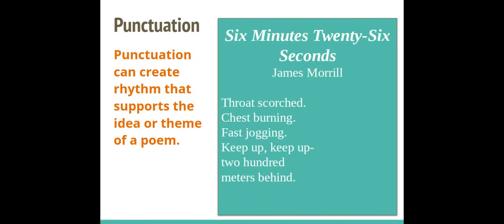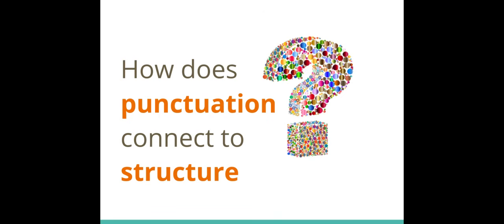Punctuation can also create rhythm, and that can support maybe the idea or theme of a poem. Take a look at this example by James Morrill, 6 minutes, 26 seconds. This is about running. Throat scorched, chest burning, fast jogging, keep up, 200 meters behind. So this person is running, and that period kind of helps create that rhythm of feet hitting the ground while running. Throat scorched, chest burning, fast jogging. You can kind of hear that rhythm connect to the idea of running. Pretty cool. So how does punctuation connect to structure?